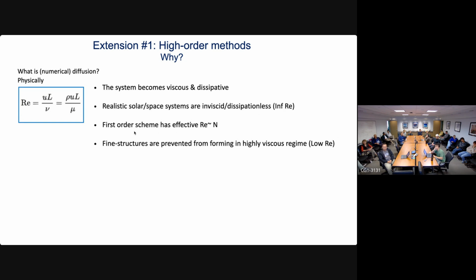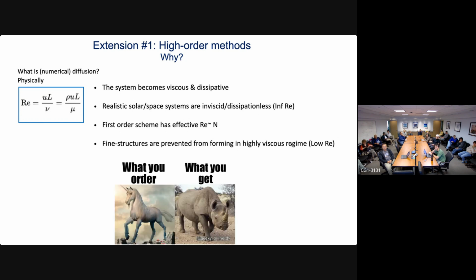Using a low order, for example first order, method gives an effective Reynolds number comparable to the grid number, which means that if we have n grid cells in one dimension, then effectively we are solving a system of Reynolds number n. And fine structures cannot form in a very highly viscous system, which means the system is of low Reynolds number. So what we are solving is not necessarily what we want to solve.